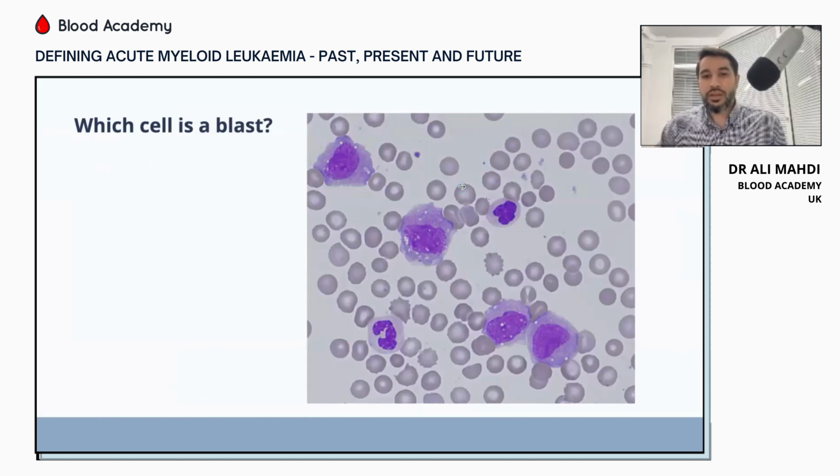And then to make things even more confusing, when you have patients with malignant monocytic disease, what do we call a blast? Do we call this cell a blast? Is this a dysplastic monocyte? Is this a promonocyte? You know, it's not always that straightforward. You can see in the background, there are some dysplastic mature neutrophils as well. So things in real life don't always come up with the textbook definitions.